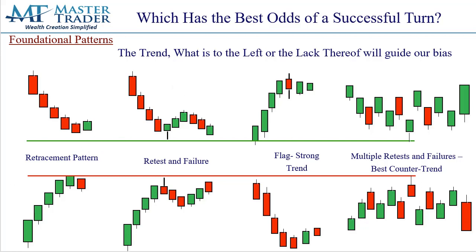So the first one is just a simple type of pullback pattern within an uptrend. Let's look at all of these at the top as if they're in uptrends and they're pulling back to areas of support, and there's something to the left over there, some congestion area or minor support. Prices pull back, momentum begins to slow down, and now you're going to apply your bar-by-bar analysis.